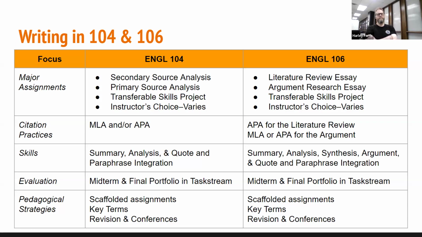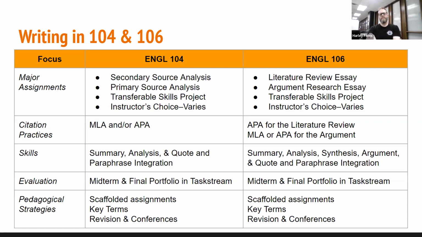And then you can see the evaluation for both English 104 and 106 is the midterm as well as portfolio and TaskStream. The pedagogical strategies that we'd like to use in 104 and 106 are scaffolded assignments, key terms, as well as revision and conferences with students. Obviously, this takes place a little differently for each instructor, depending on what they prefer. But you can see that we focus on analysis within 104 and then try to bridge that analysis with synthesis and argument in English 106. Okay, so we have our sample assignments there, and so on and so forth.